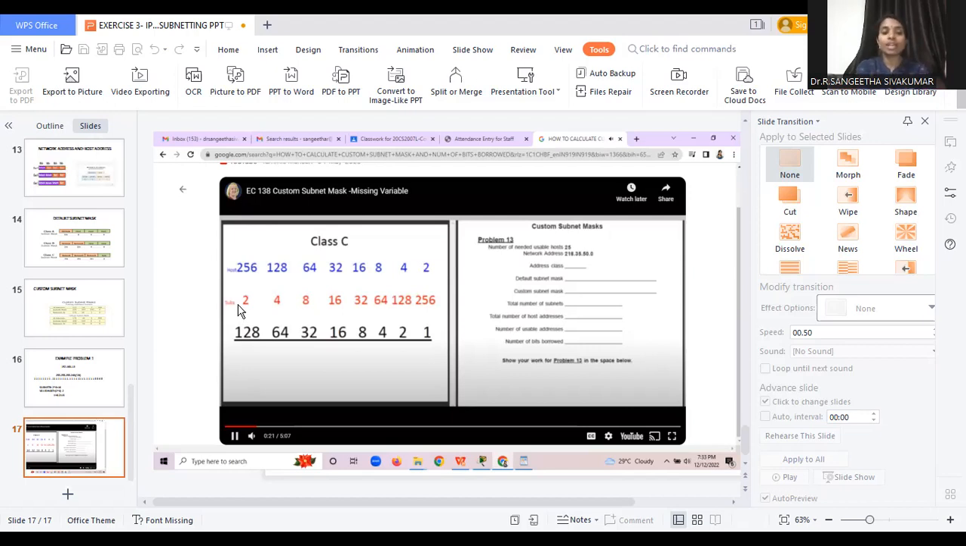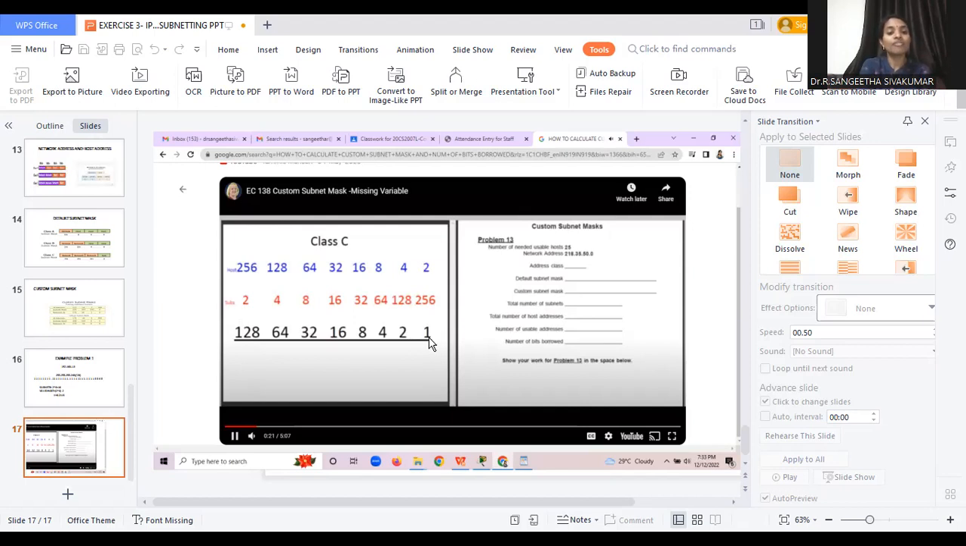Now coming to the subnets, we can just calculate from left to right. So it comes as 2, 4, 8, 16, 32, 64, 128, 256. You can keep these numbers on a separate rough sheet so that it will be easy for you to calculate other problems.